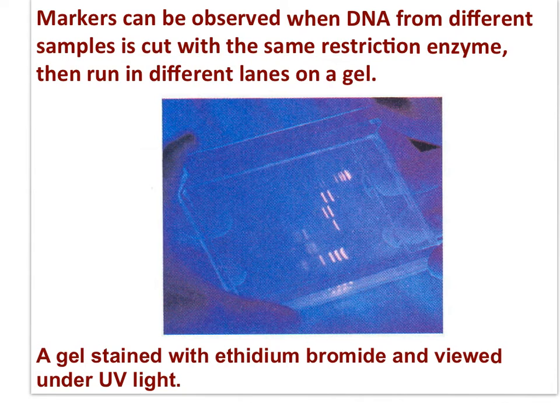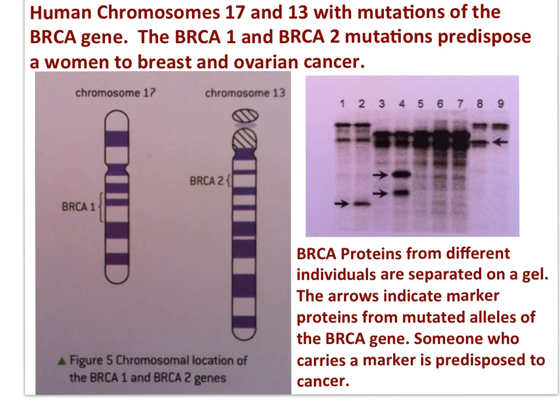Markers can be observed when DNA from different samples is cut with the same restriction enzyme, then run in different lanes on a gel. Since the DNA from different individuals is cut with the same enzyme, the banding patterns will be different, and certain bands are associated with the predisposition for disease. In this slide, on the left, you can see two chromosomes, number 17 and number 13, each with different sequences that predispose women to breast cancer.